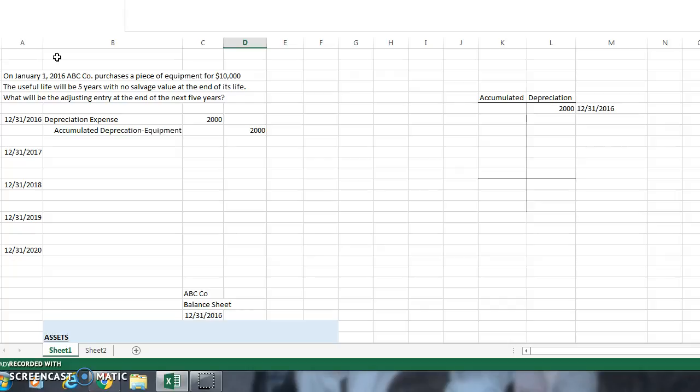Basically, when we buy a long-lived asset to use in operations to help us generate revenue, when we purchase those assets, we record them as fixed assets. They are long-term assets, and we record them on our balance sheet at their cost, which is the price we paid for them. We never change that amount. It's part of the cost principle concept that states we list our assets at the price we paid for them.